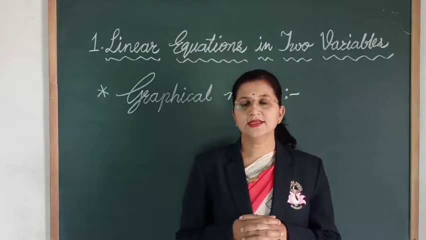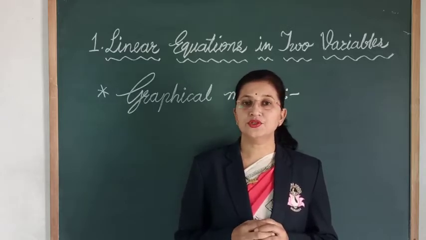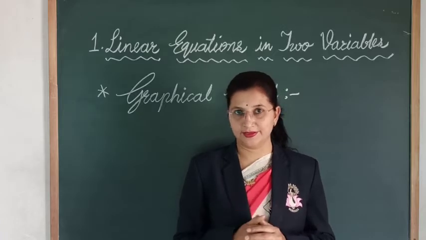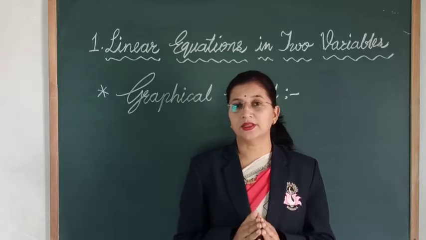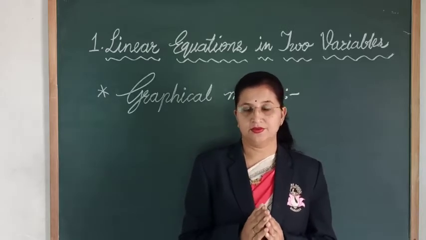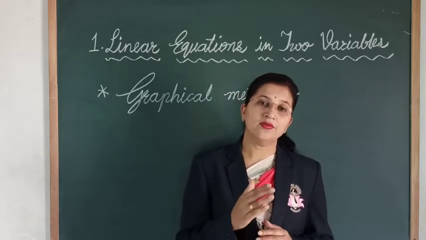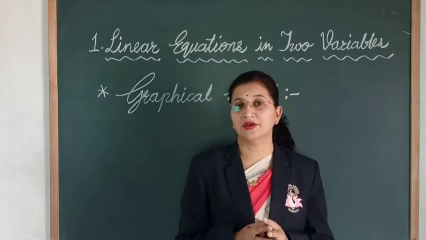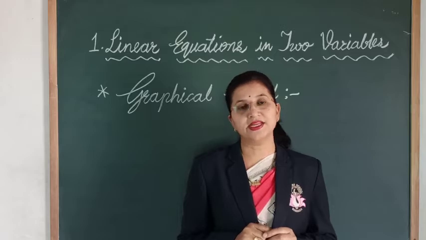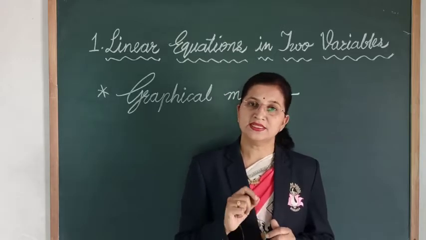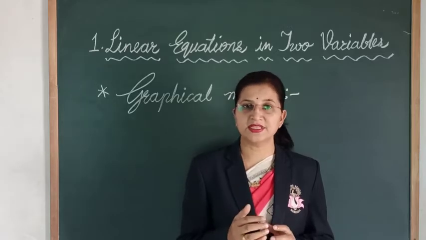Dear students, in the 9th standard we learned that the graph of a linear equation in two variables is a straight line, right? In this video, we are going to draw the lines for the given simultaneous equations. We learned in the 9th standard how to draw the line for one equation. Now we are going to learn how to draw the lines for the given simultaneous equations, and where these lines intersect each other will be the solution of the given simultaneous equations. Let's see how to draw the lines.